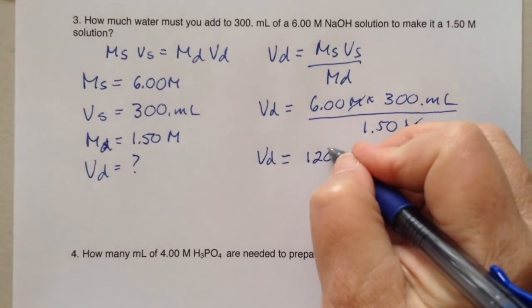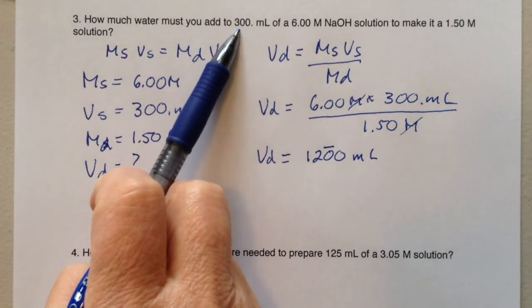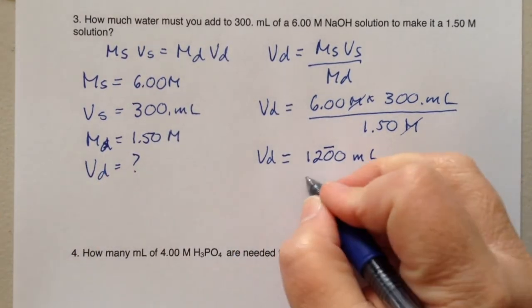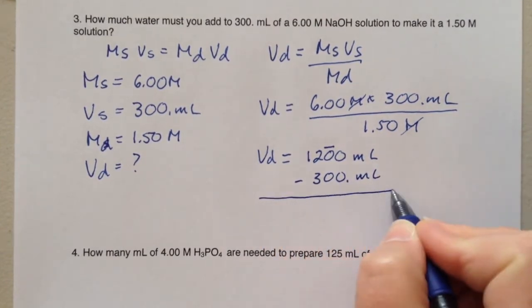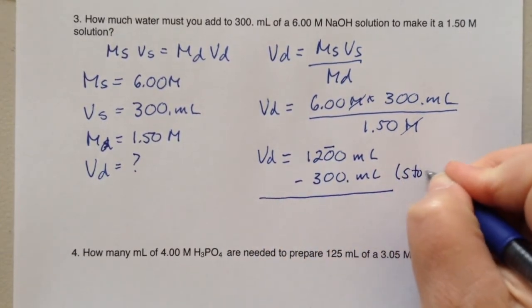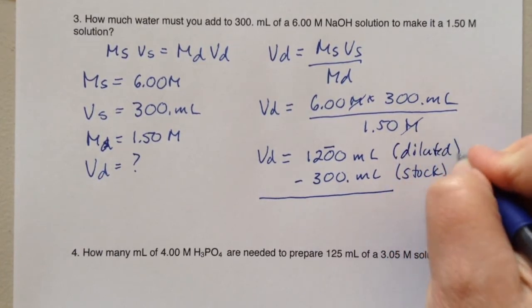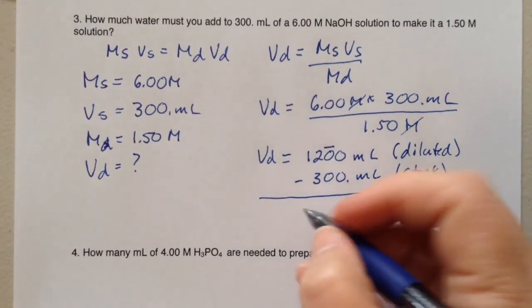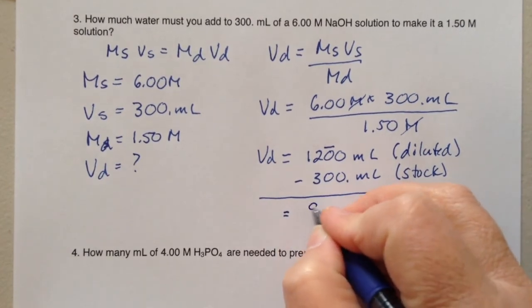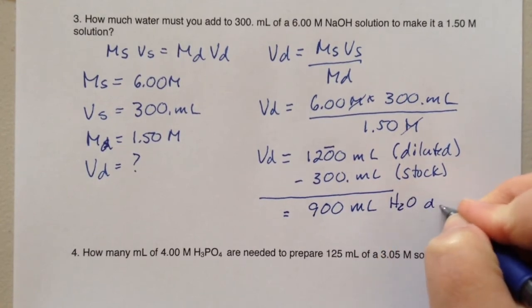Now I only have 3 sig figs, so 1,200 with a bar there. That's the total volume that gets made. But you started out with 300 milliliters. So if you subtract off 300 milliliters of the stock, so this is diluted, subtract off the 300 milliliters of the stock solution, and you'll end up with 900 milliliters of water that was added.